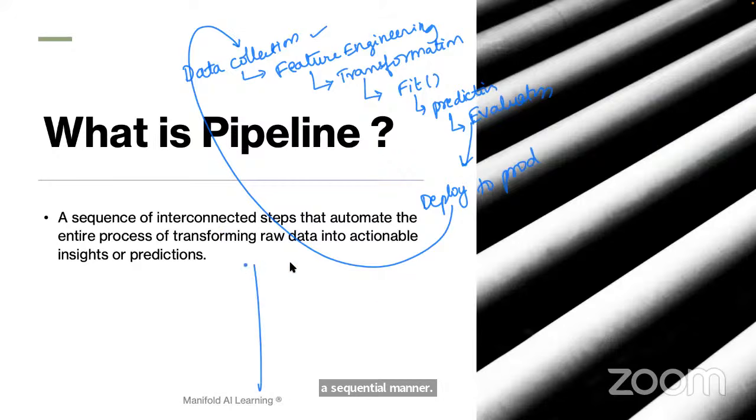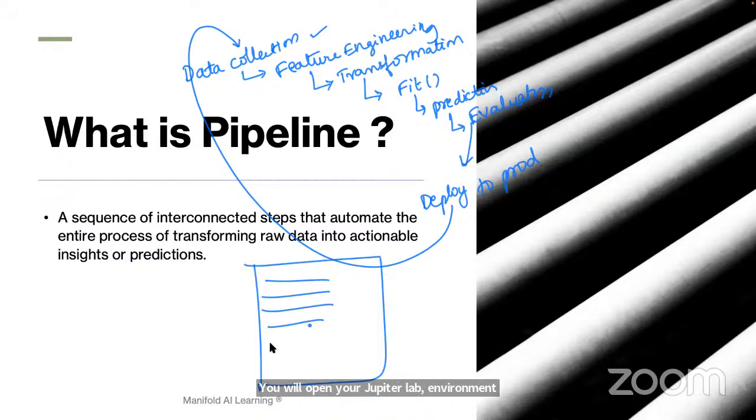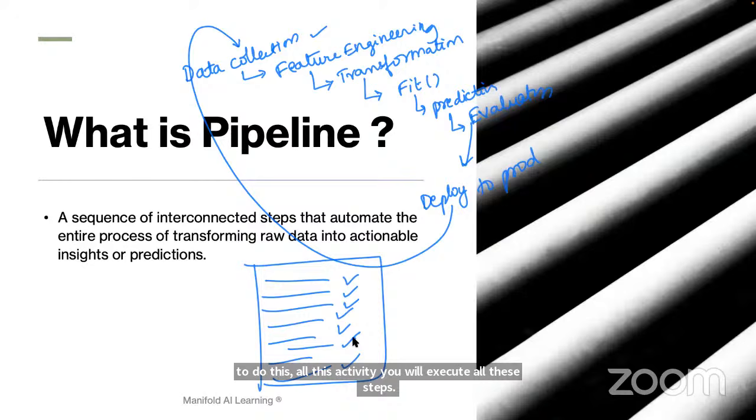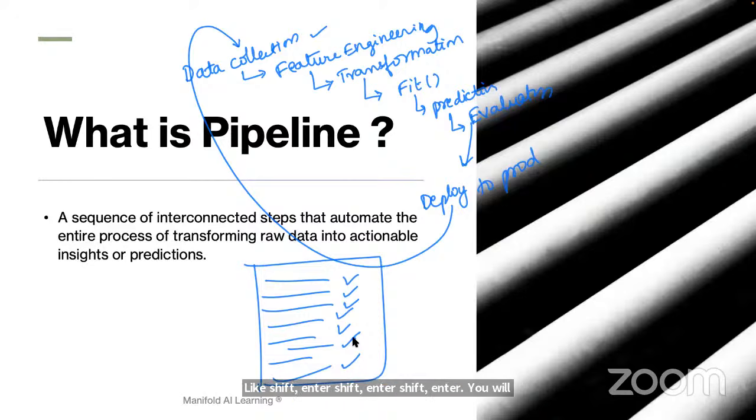Now think about how you would do it in the notebook. In your notebook, you will open your Jupyter Lab environment and you will start mentioning the code line by line. And if you want to do all this activity, you will execute all these steps like shift enter, shift enter, shift enter. You will keep on executing this step multiple times. That is what you would be doing in the notebook environment. Now, can you observe the challenge?